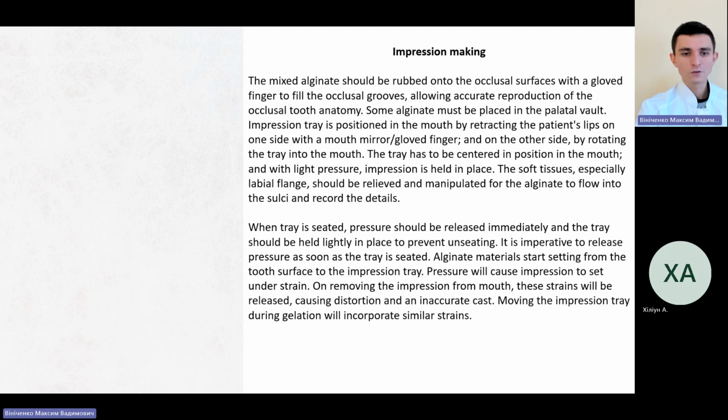Alginate materials start setting from the tooth surface to the impression tray. Pressure will cause the impression to set under strain. On removing the impression from the mouth, these strains will be released, causing distortion and an inaccurate cast. Moving the impression tray during gelation will incorporate similar strains.